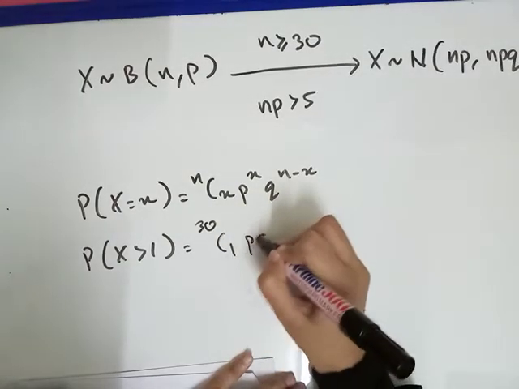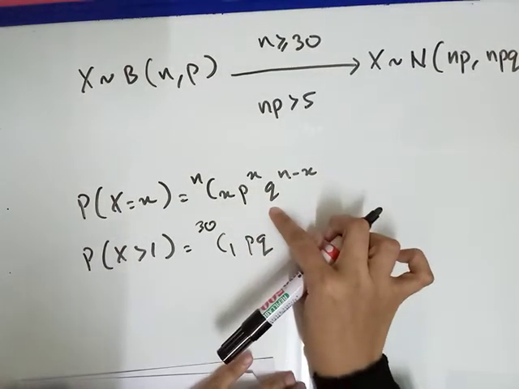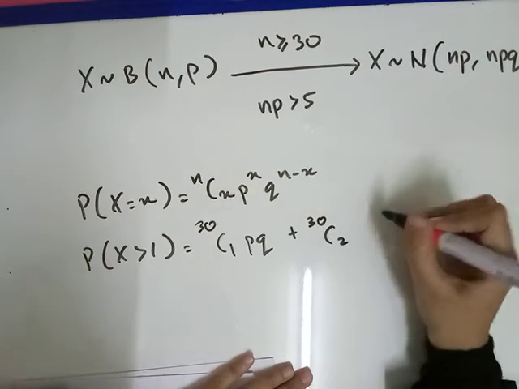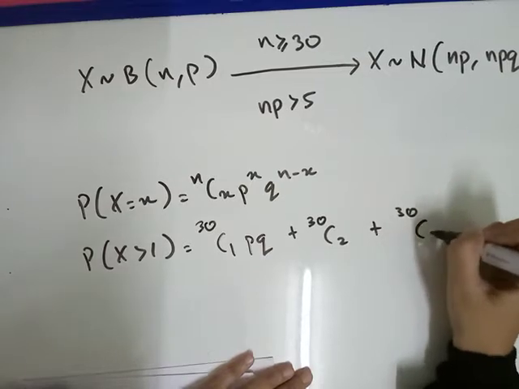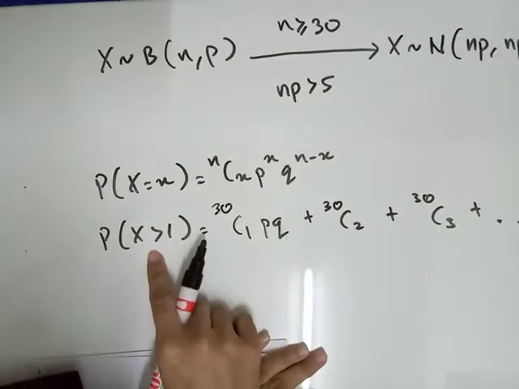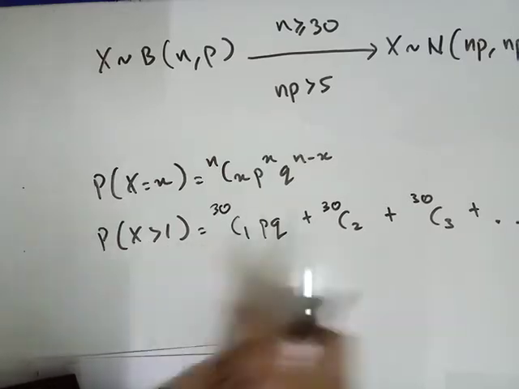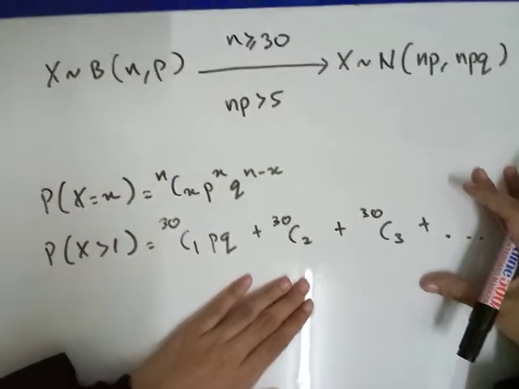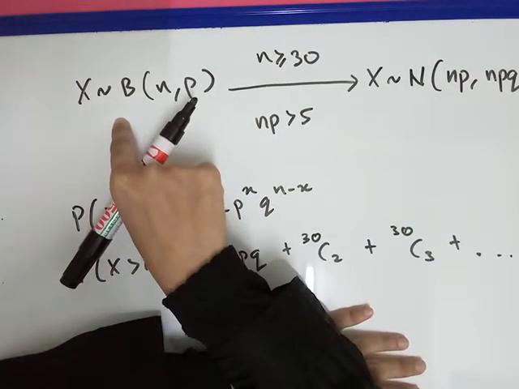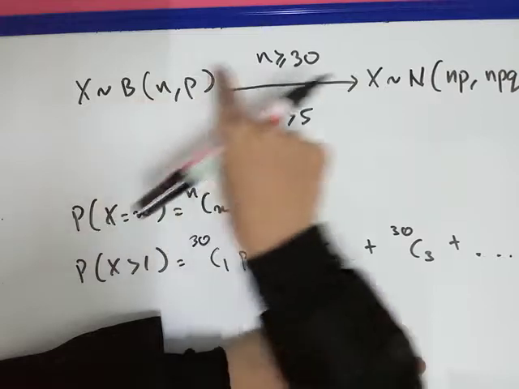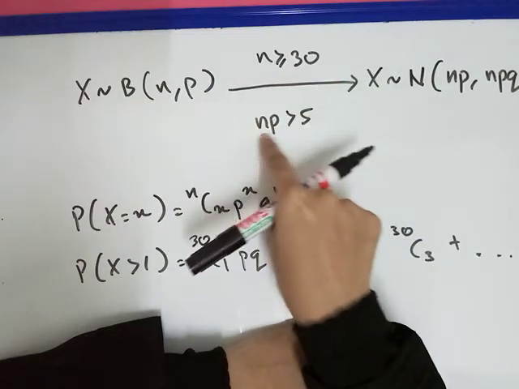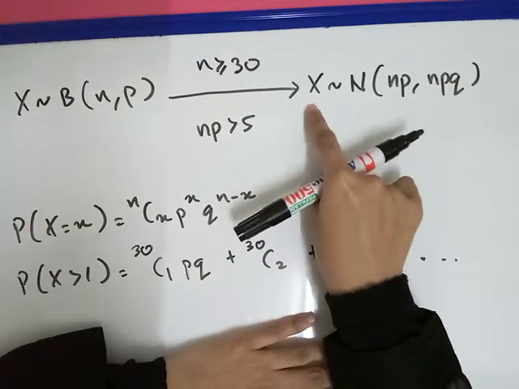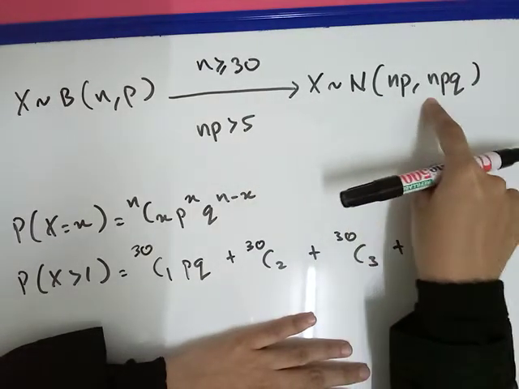30C1 times p times q plus, okay, p and q are based on the question given. And then we need to find the 30C2 plus 30C3 plus and so on, because we need to find the probability X more than 1. So the working is very long for binomial distribution. Therefore, when we find a question about binomial distribution, and n is more than 30, and n times p more than 5, then we can use normal distribution for X having normal with np and npq.